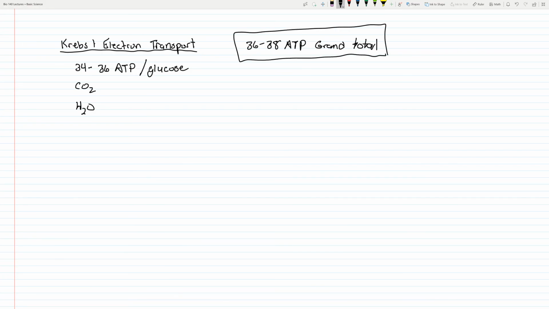Now, the last question we have to ask about this is, what happens if we don't have oxygen or not enough oxygen to carry this out? It's called lactic acid fermentation.